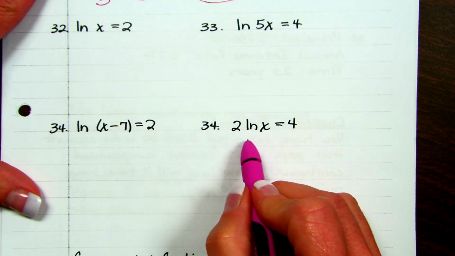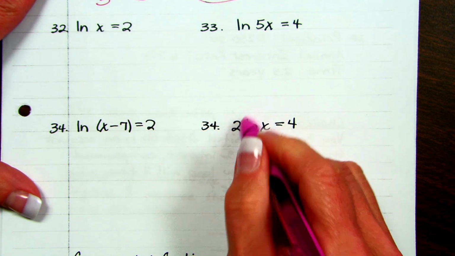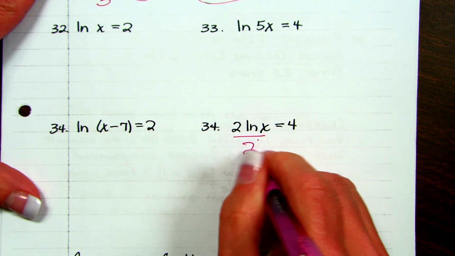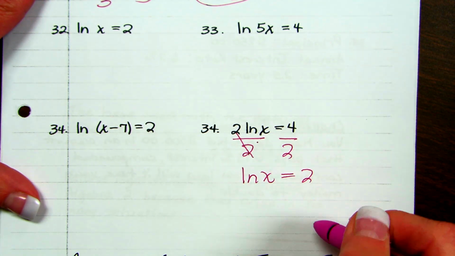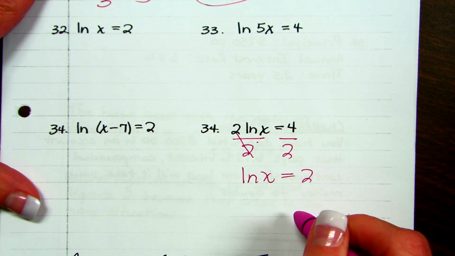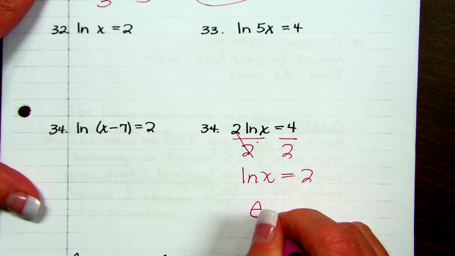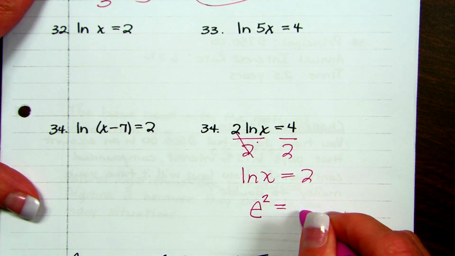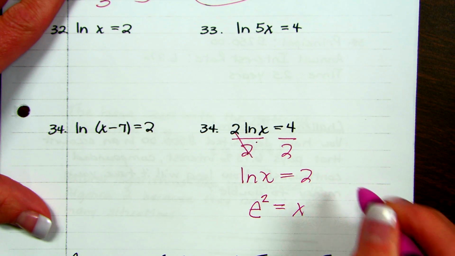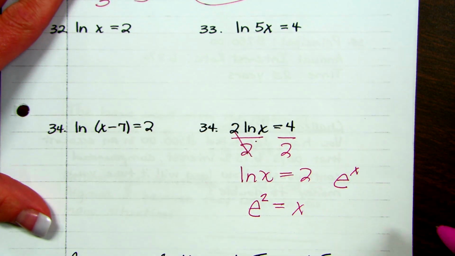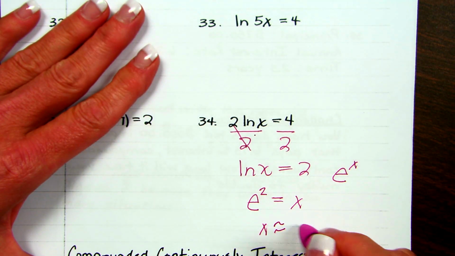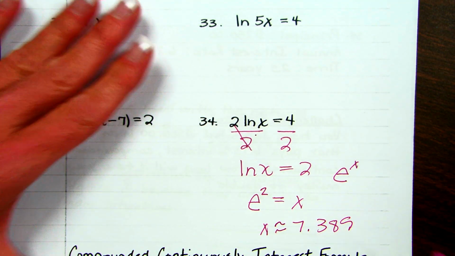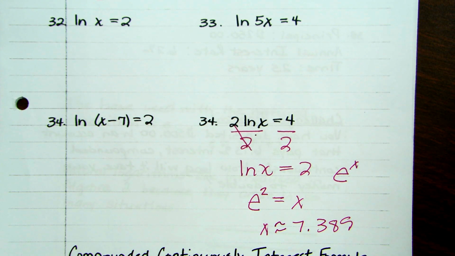Number 34, you have 2 times the natural log, so this is not isolated. So you have to divide by 2. So now you have natural log of x is equal to 2. Now this is isolated, so you can write it in exponential form. The base that goes with ln is e, so e to the 2 equals x. And all you have to do is find your e to the x button on your calculator and put in 2. And you should get 7.389. So this group, 32, 33, 34, 35, are log equations.